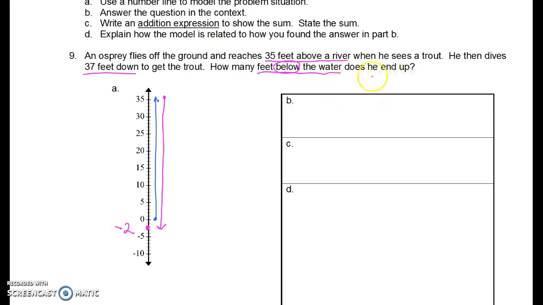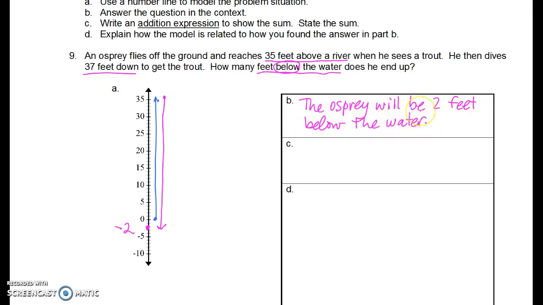Part B, answer the question in context. How many feet below the water does he end up? The osprey will be 2 feet, notice I got my units there, below the water when he grabs the trout.